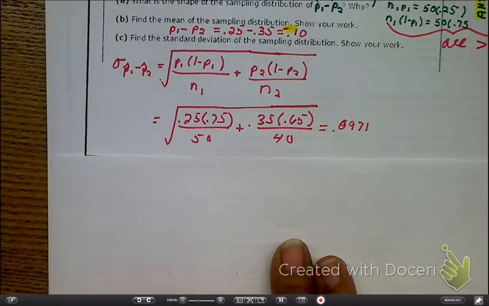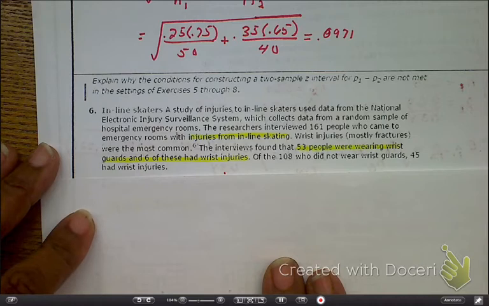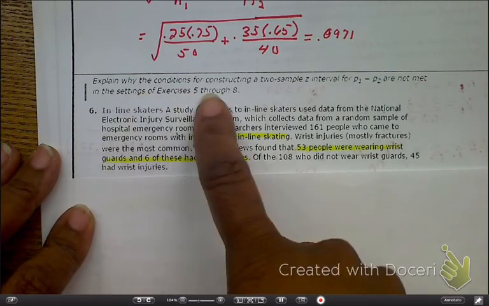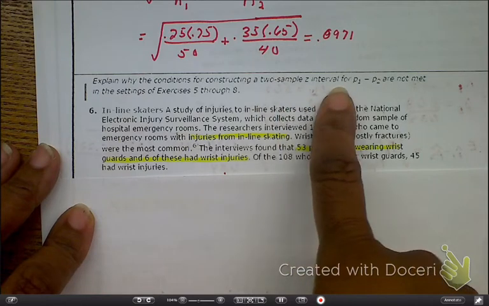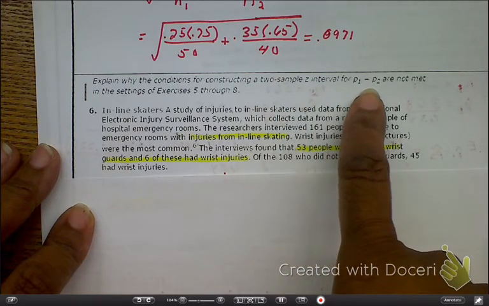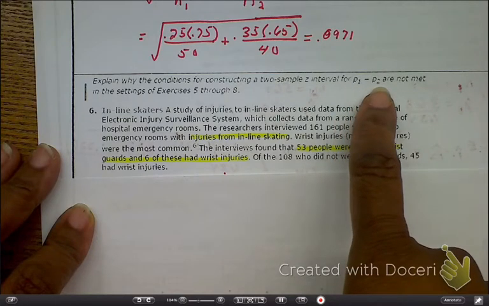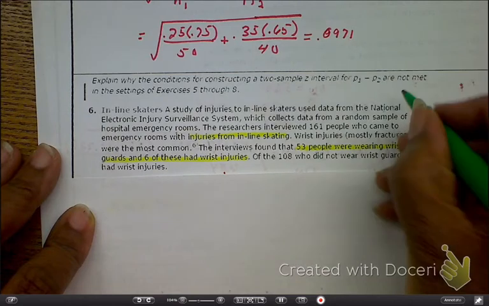Now, let's proceed to number 6. Go ahead and read it. Please notice the directions. Explain why the conditions for constructing a two-sample Z interval for p sub 1 minus p sub 2, the proportion of one population minus the proportion of the second population, are not met.